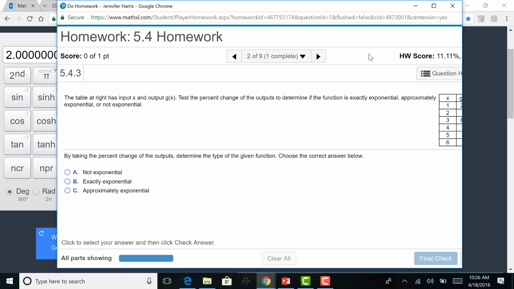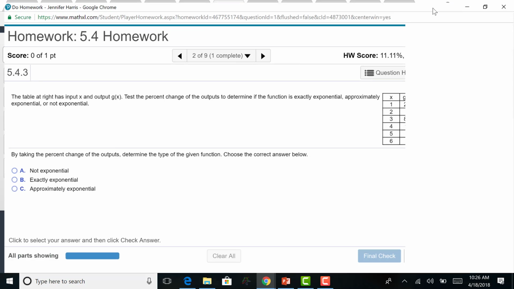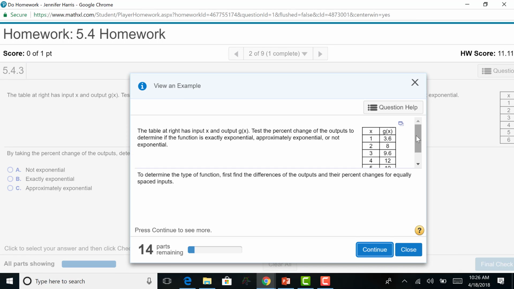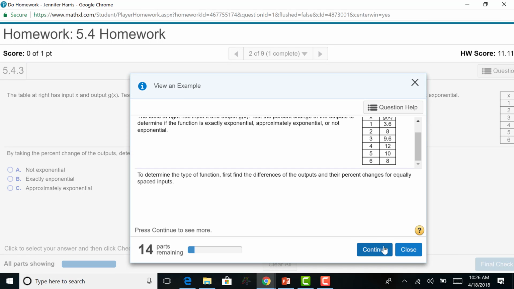All right, here's the next one. And let's look at the example for a quick second. All right, it gave us all of those. Continue.